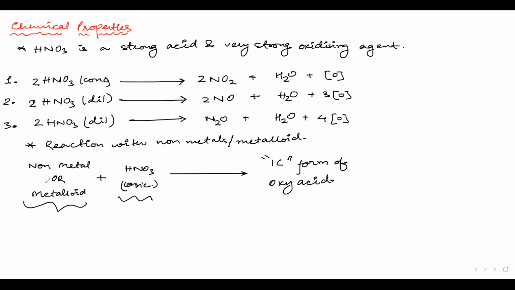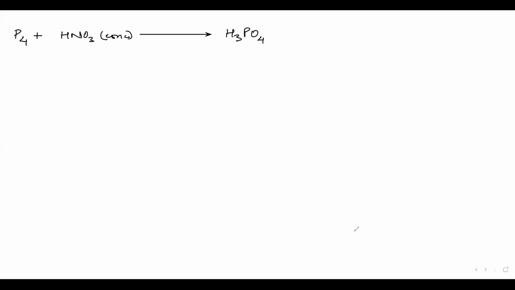Now, if you have a non-metal as the other reactant, you will get the -ic form of the oxy acid, and the rest of the products are NO2 plus H2O. Okay, NO2 plus H2O. Now here comes the balancing part. How will you balance this?